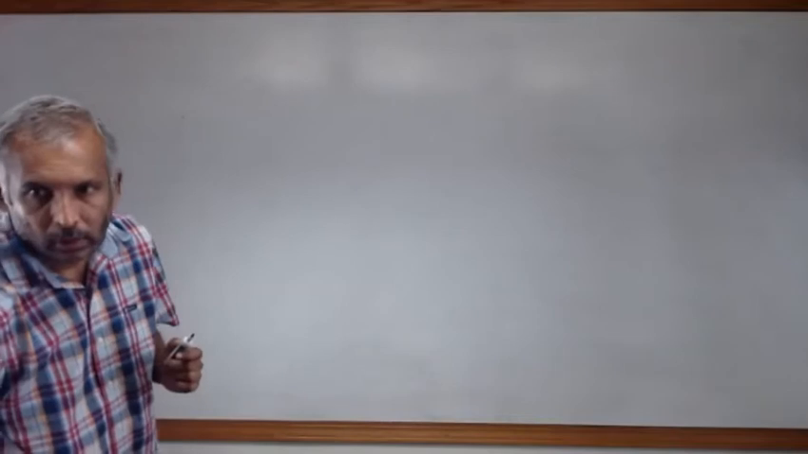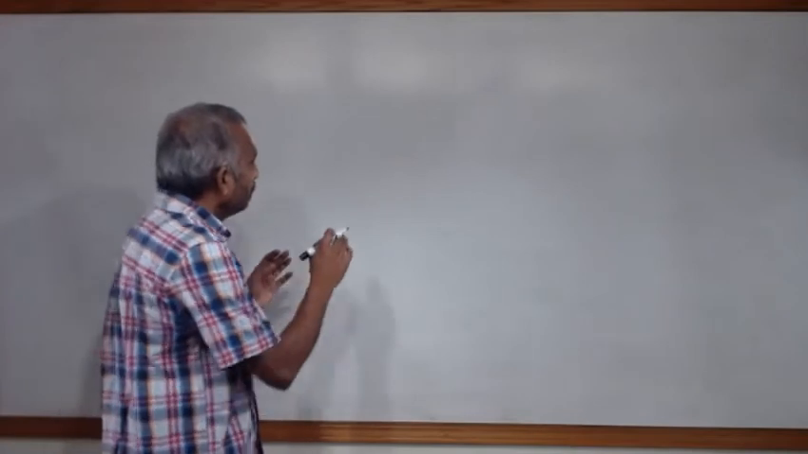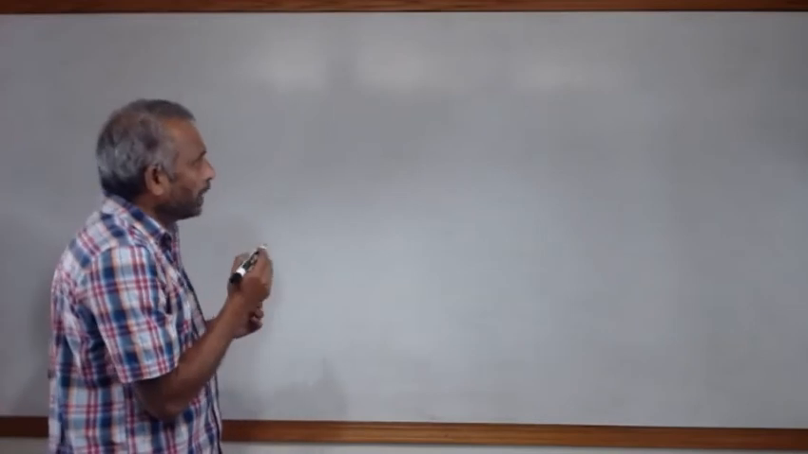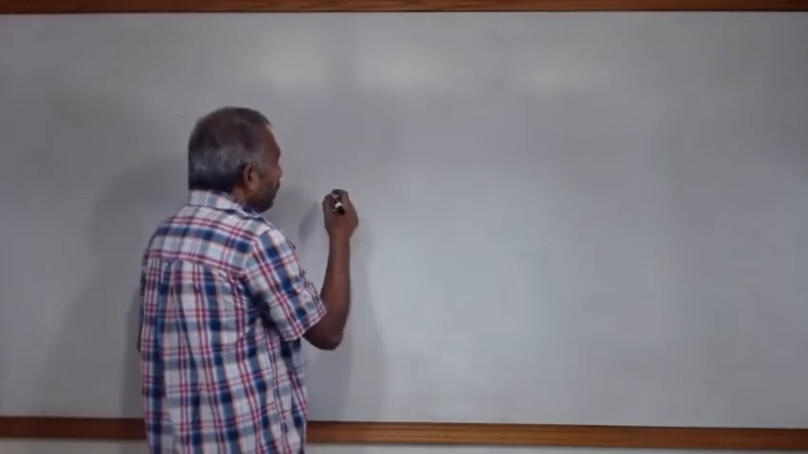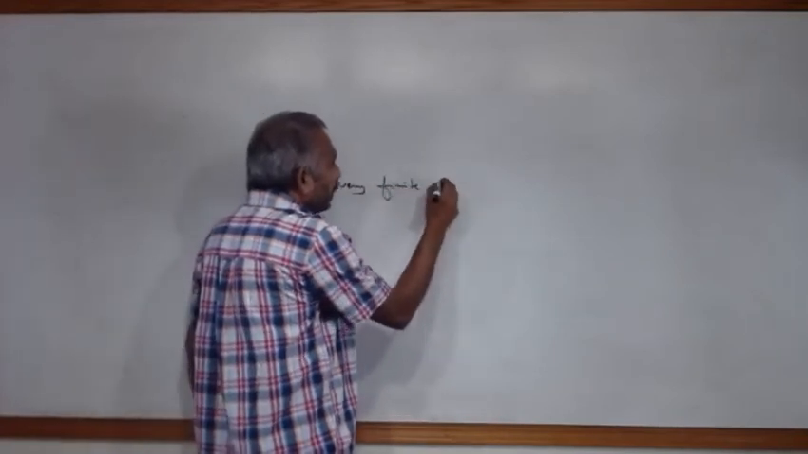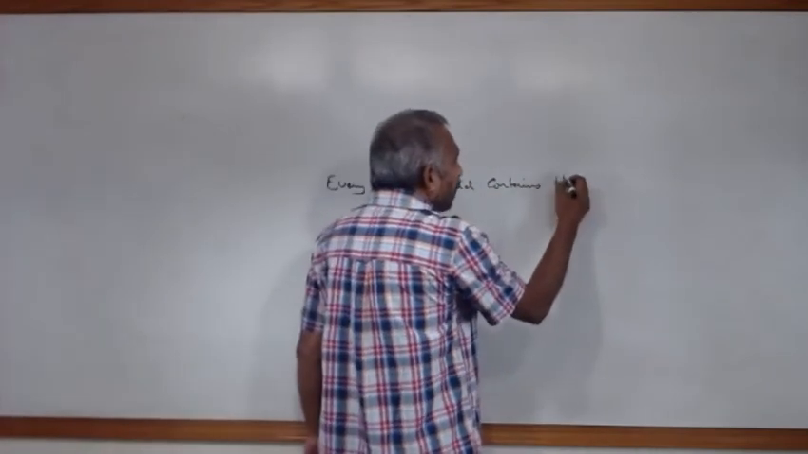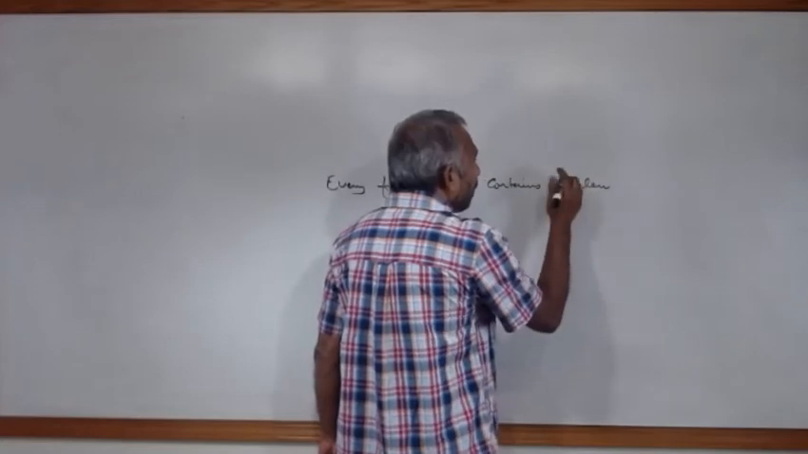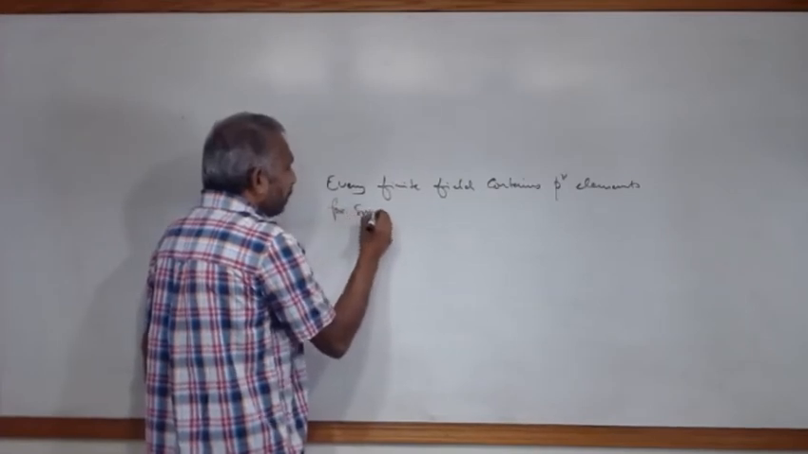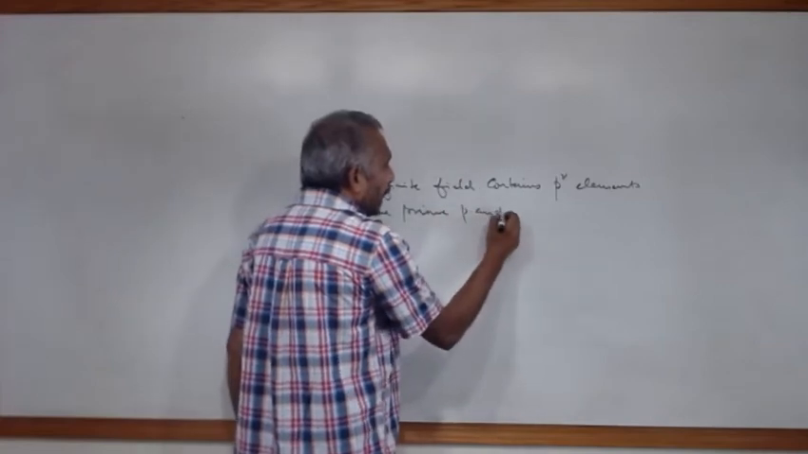Now let us see how the Galois theory behaves on finite fields. So we know that every finite field contains p to the power of r elements for some prime p and r greater than 0.